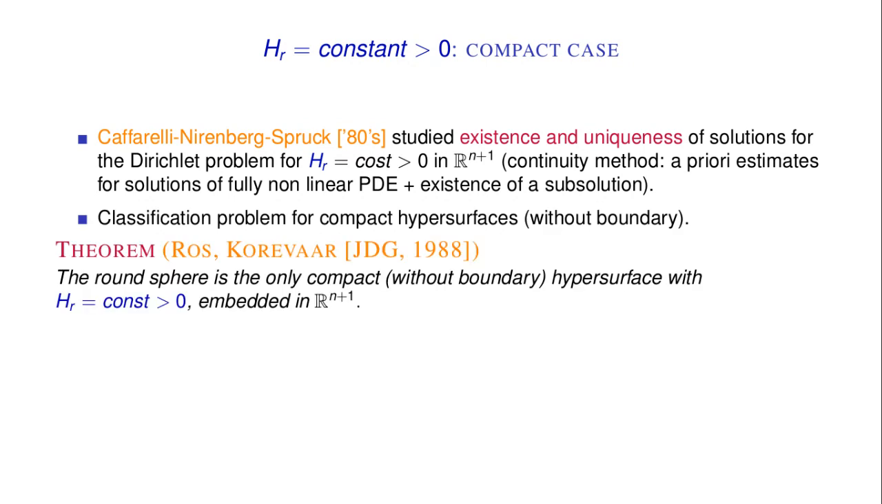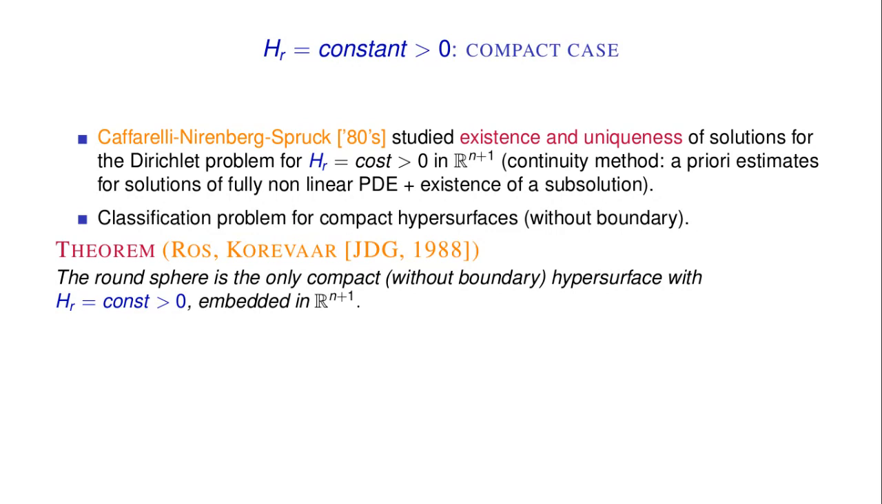And then there is the study, later in the 80s, of the classification problem for compact hypersurfaces without boundary. Let's start with the Euclidean case. That is due to Ros and then to Korevaar, because Ros started doing that for scalar curvature, and then Korevaar extended the result.